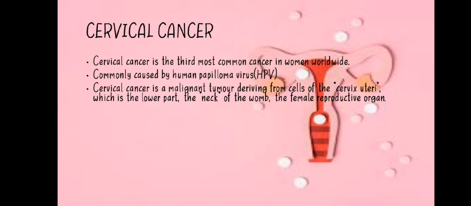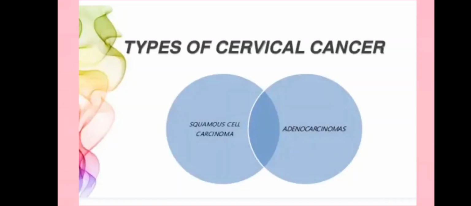It is also a malignant tumor deriving from cells of the cervix uteri, which is the lower part, the neck of the womb, the female reproductive organ. There are several different types of cervical cancer. Most of these cancers are squamous cell carcinoma and adenocarcinoma. Adenocarcinomas begin in mucus-producing glands and are often due to HPV infection. Then, cervical squamous cell carcinoma is a type of cervical cancer that begins in squamous cells of the cervix. Cervical squamous cells are found in tissue that lines the outer part of the cervix. They are thin, flat cells that look like fish scales under the microscope. Most cervical cancers are squamous cell carcinoma.